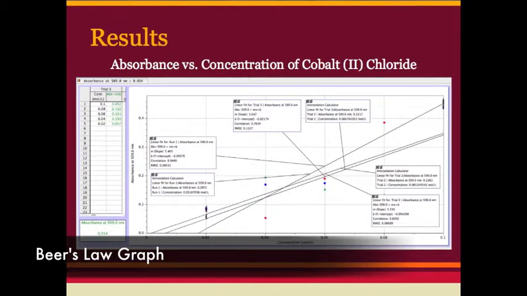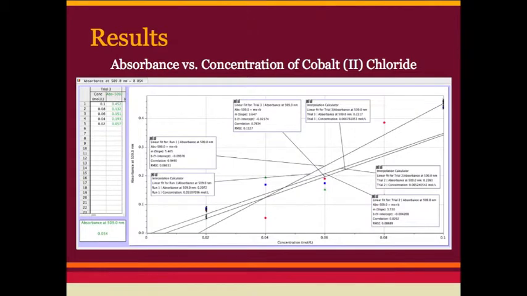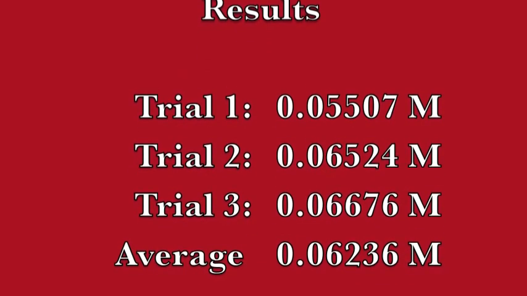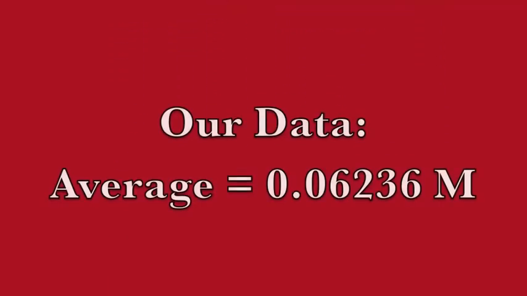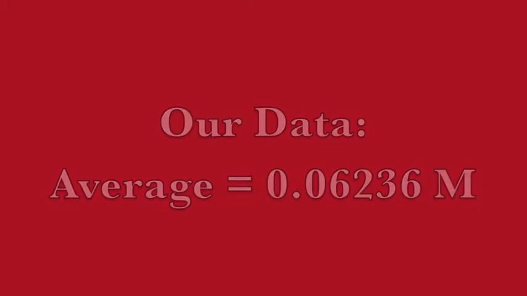The graph obtained from our 3 trials follows Beer's law, which states that concentration is directly proportional to light absorbance. The line with positive slopes supports this theory. After running 3 trials using the Logger Pro software, we obtained 3 concentrations for the unknown: 0.05507 molar, 0.06524 molar, and 0.06676 molar. We calculated the average concentration of the unknown cobalt-2 chloride solution to be 0.06236 molar.